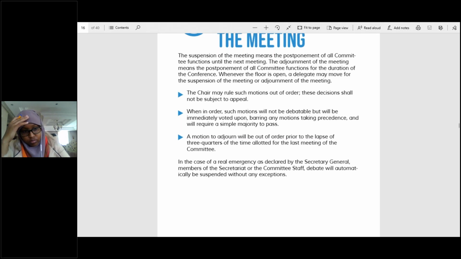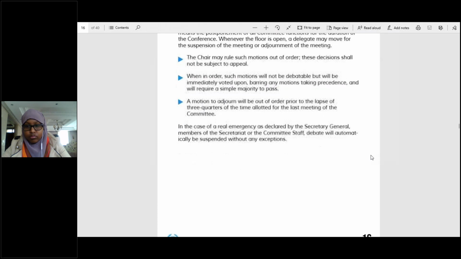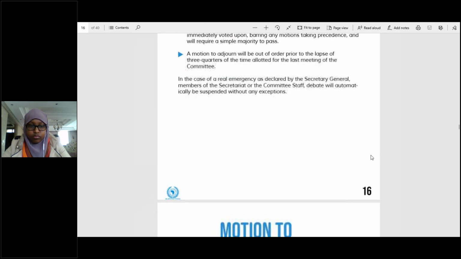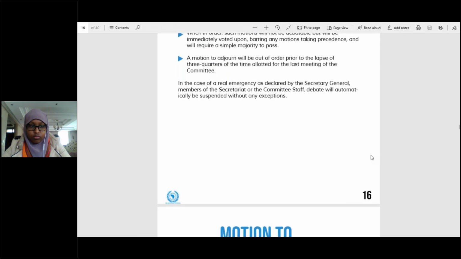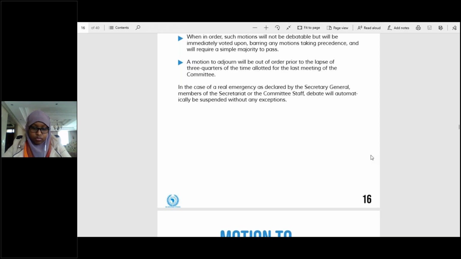Okay, and then in case of a real emergency as declared by the Secretary General, in case of a fire or something like that, God forbid, members of the Secretariat or committee staff, debate will automatically be suspended without any exception. So in case of any emergency, please, as I had said, listen to the Secretary General or any member of the Secretariat when they come to give or issue out orders. It's usually for your own safety.